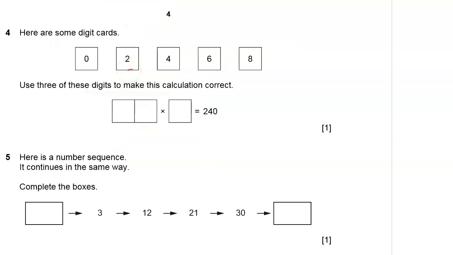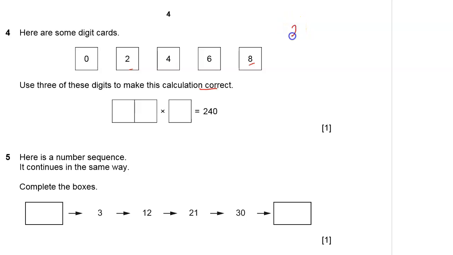Number four. Here are some digit cards. We have digits 0, 2, 4, 6, and 8. Use three of these digits to make these calculations correct. We need three digit cards by which, when we multiply, we get a product of 240.